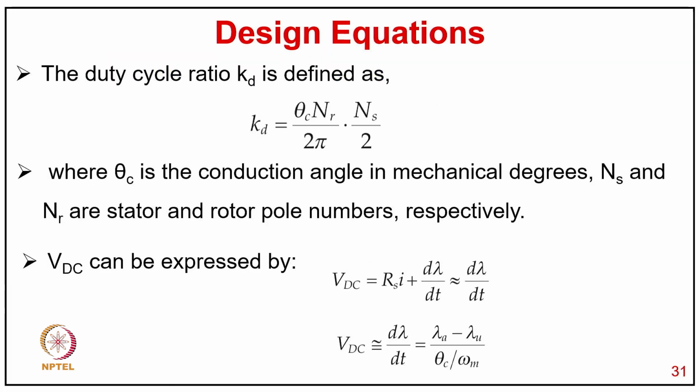Now the duty cycle ratio Kd is defined as Kd equal to theta c into Nr upon 2 pi into Ns by 2, where theta c is the conduction angle in mechanical degrees, and Ns and Nr are the stator and rotor pole numbers respectively. V DC can be expressed as V DC equal to Rs into I plus d lambda upon dt. Because Rs into I is quite small compared to this, we can approximate V DC as approximately d lambda upon dt, that is lambda a minus lambda u divided by theta c by omega m.